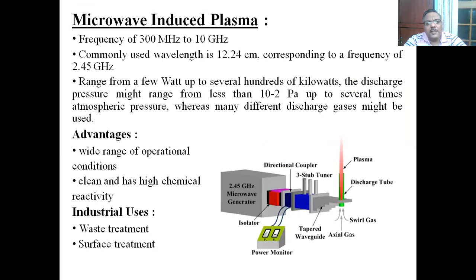The next technique is the microwave induced plasma. Its frequency ranges from 300 megahertz to 10 gigahertz, and the commonly used wavelength is 12.24 centimeter, corresponding to a frequency of 2.45 gigahertz. It ranges from a few watt up to several hundreds of kilowatts, and the discharge pressure might range from less than 10 to 2 pascals up to several times the atmospheric pressure, whereas many different discharge gases might be used.